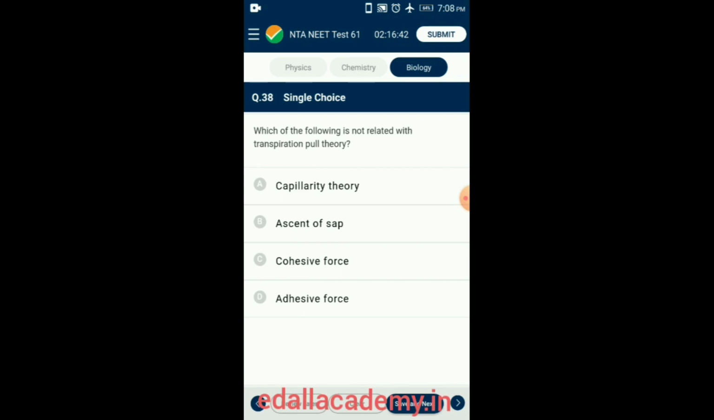Capillarity theory describes the xylem vessels as behaving like capillary tubes. This capillarity of the vessels and the normal atmospheric pressure are responsible for the ascent of sap. Due to the surface tension of liquid molecules and adhesive forces, the liquid rises up. The finer the tube, the greater will be the rise of water in it. It is associated with water translocation in xylem vessels. So the answer for this question is option A, capillarity theory.